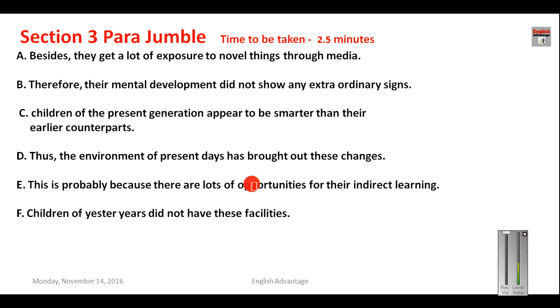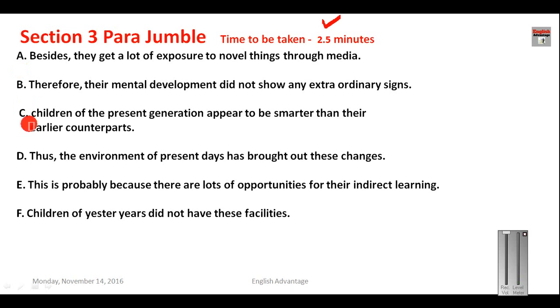Okay, this is para-jumble. The same kind of para-jumble will come in your real exam of IBPS Clerk pre. So please solve it. The ideal time that you should take to solve this whole para-jumble is 2.5 minutes. Within 2.5 minutes you must solve this para-jumble correctly, because this is the time limit that is given to you in the real exam.